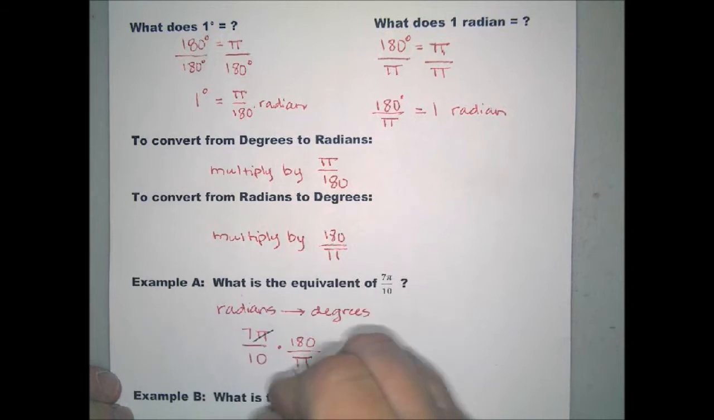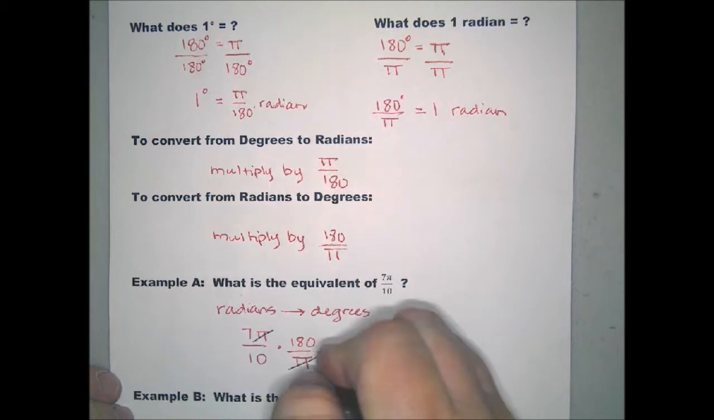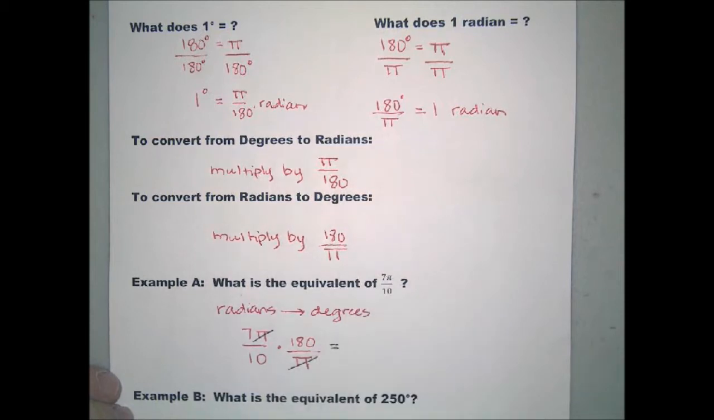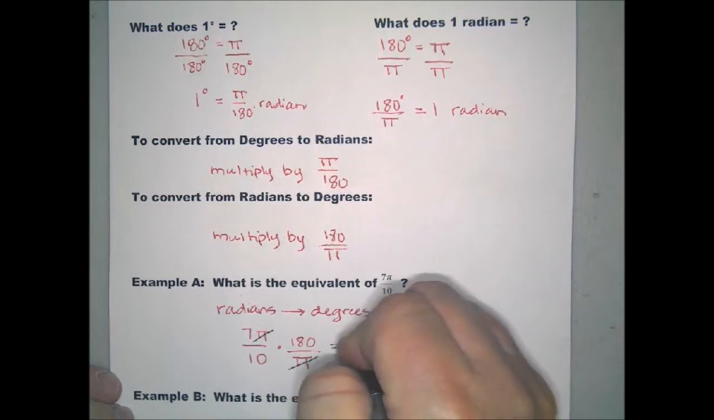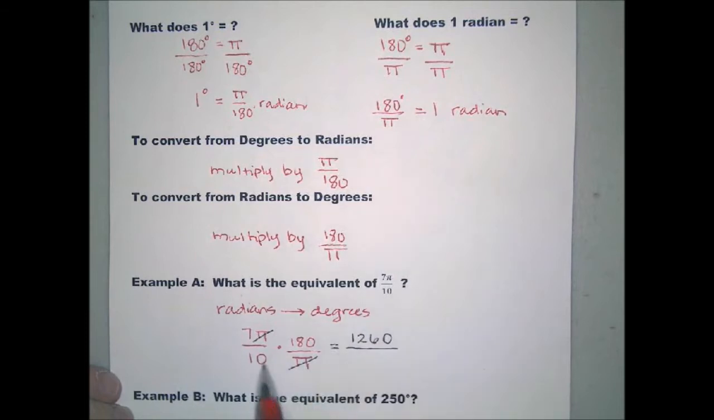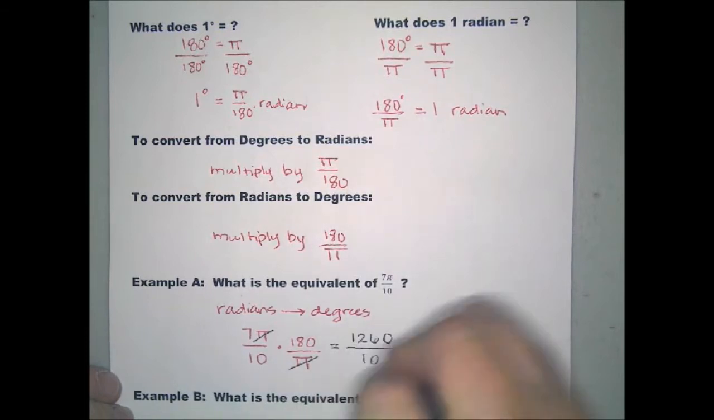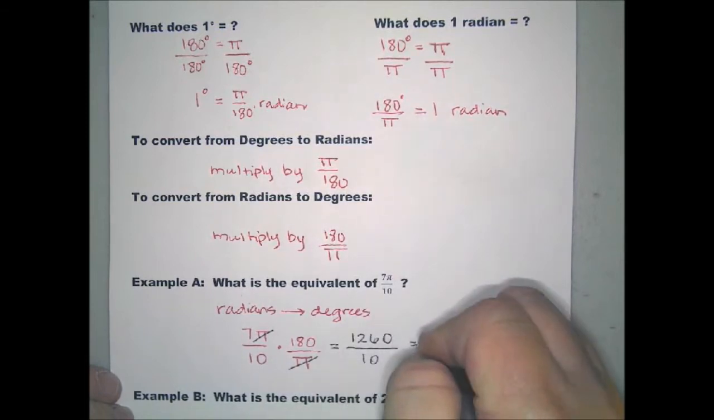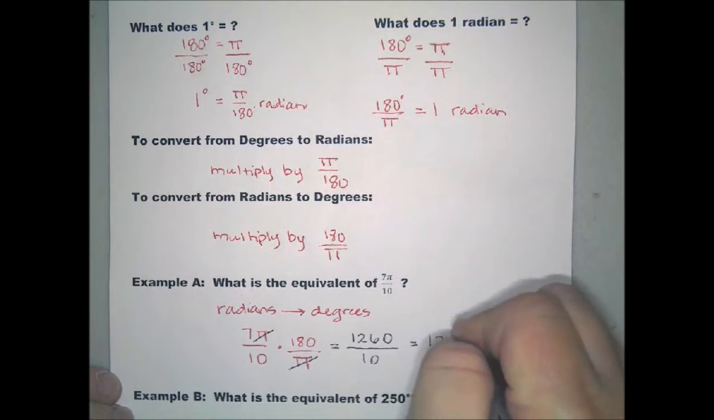My two pi's right there are going to reduce each other. And now all I've got is 7 times 180, which is 1,260, over 10, which is 126 degrees.